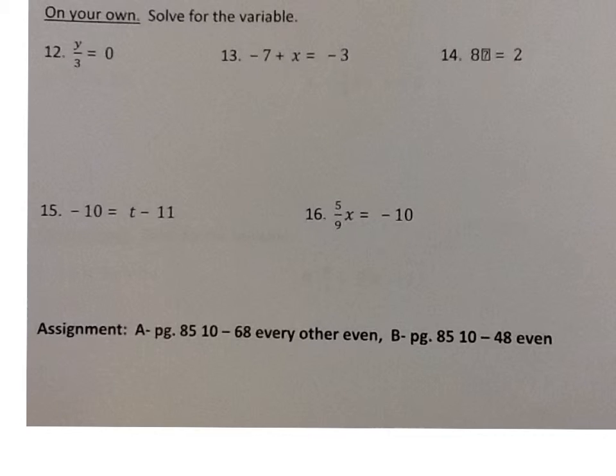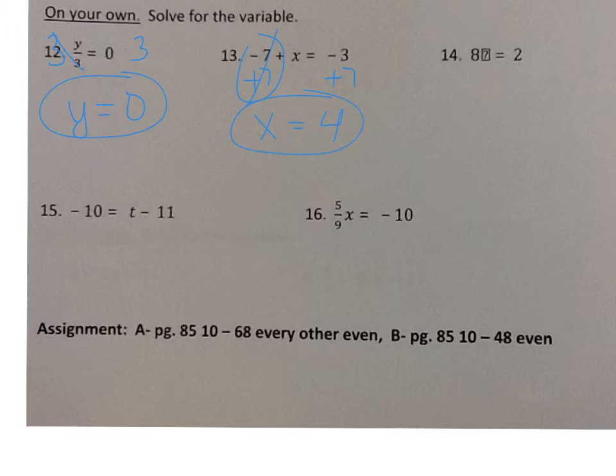Now that you have completed 12 through 16, we're going to solve each equation. Y divided by 3. We need to multiply by 3 on both sides to undo the division, and 0 times 3 is 0, so y must be 0. Number 13. Notice that negative 7 is being added to x. To undo that negative 7, we need to add 7, because negative 7 plus 7 is 0, which leaves x by itself. On the right-hand side, negative 3 plus 7 is positive 4, so x must be 4.